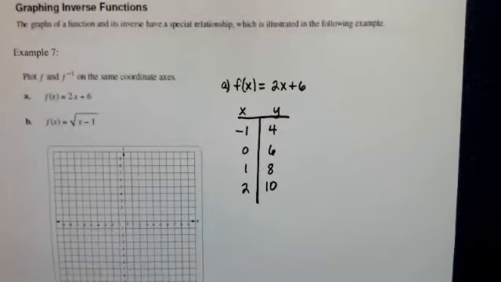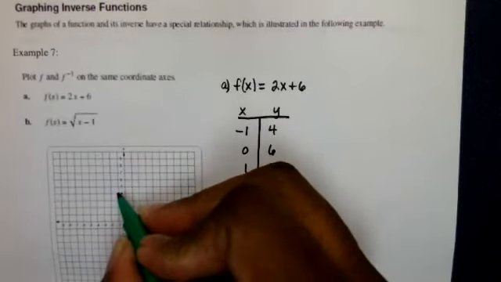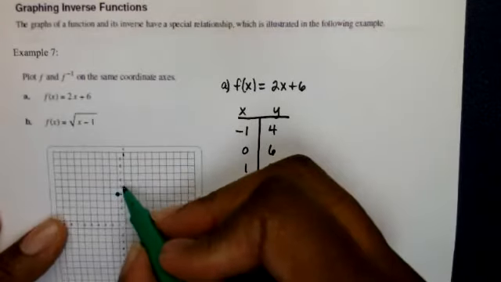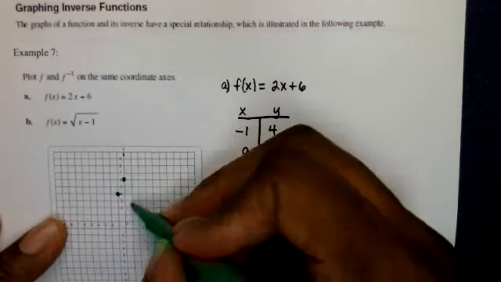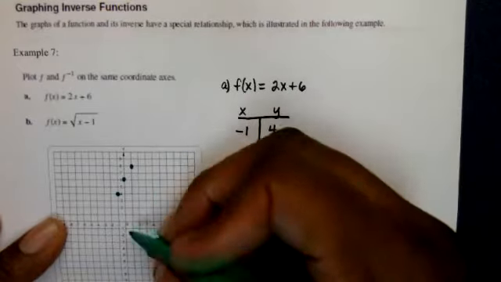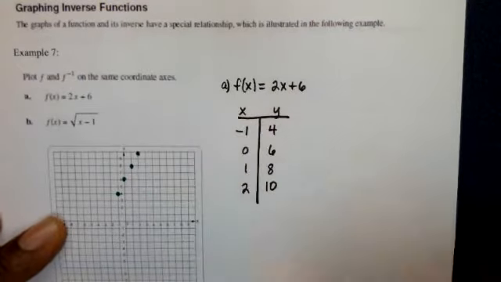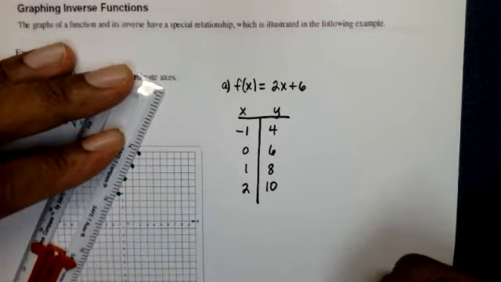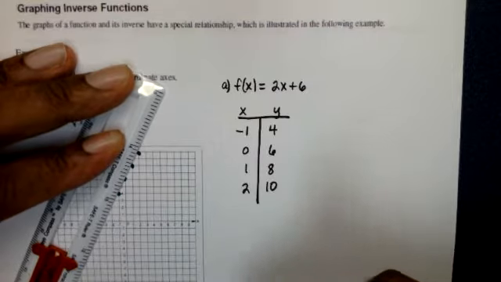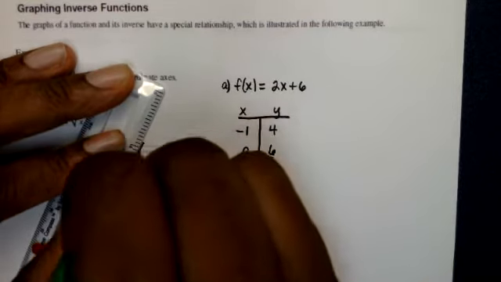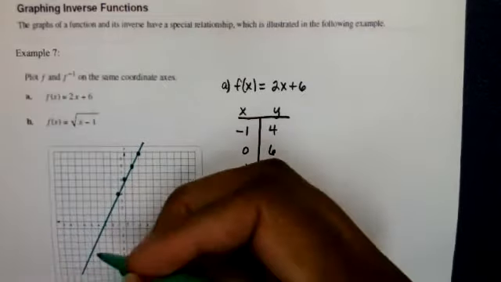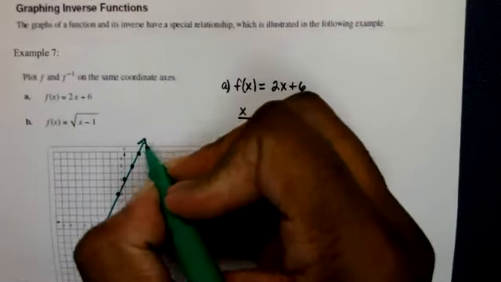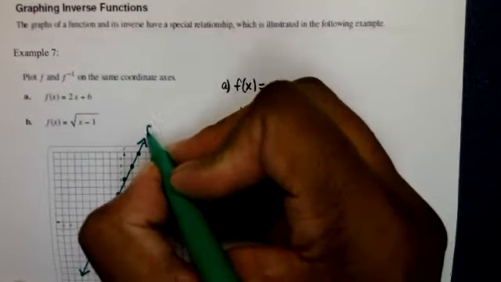So here we can plot the points on the coordinate plane for f of x. So here we got -1 and up 4, and then 0, 6, then 1, 8, and then 2, 10. So if I connect those points, this will be the graph of f of x that's in green. I'll label this as f.